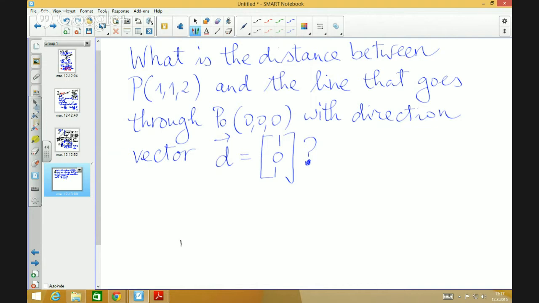So, here's my point P0. Let's say that this is my point P. And let's say that this is the line that goes through P0 with direction vector D. So let me draw this vector that goes from P0 to P. And let me call it U. Now, how could I actually calculate the distance between the point P and the line?